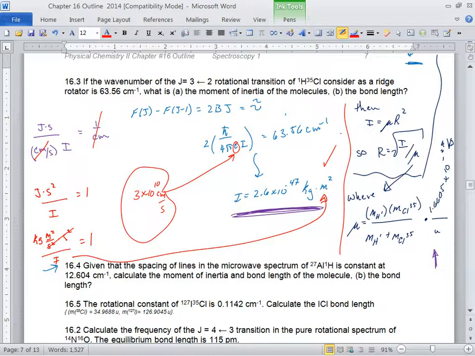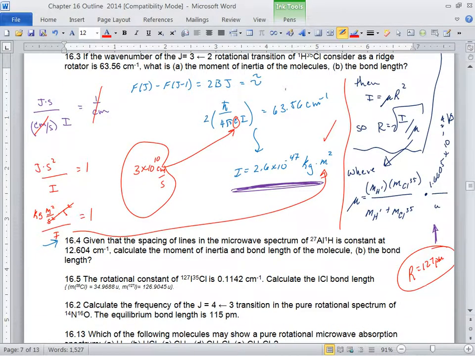That's what I thought. The only trick is to make sure the speed of light is in centimeters per second, and everything works out into standard metric units. What did you get for your R? 127 picometers. I think all these homework questions are roughly the same thing.